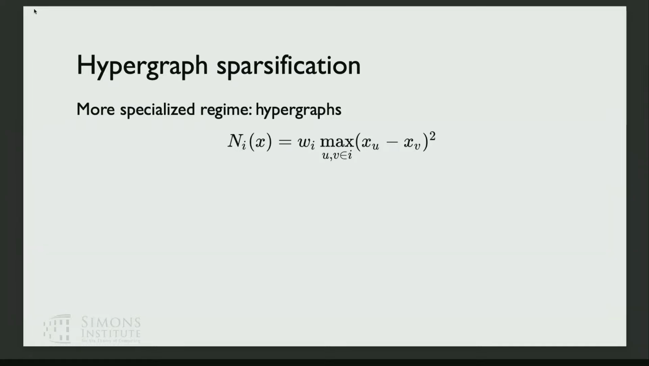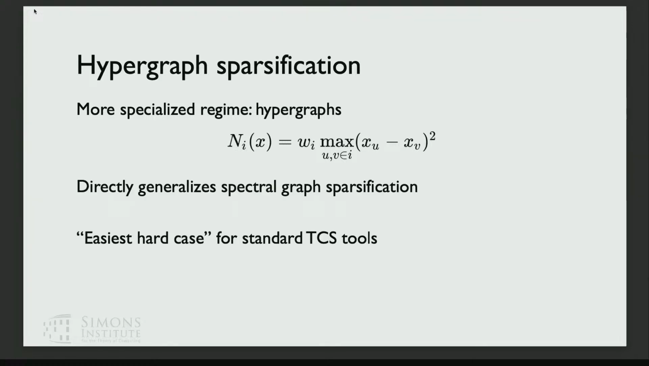So here our functions are these hyperedge energy functions. It's the maximum squared pairwise difference for any u and v belonging to a hyperedge. And this directly generalizes spectral graph sparsification. If every hyperedge is size 2, there are only 2 choices for u and v, and clearly u,u and v,v both give 0.